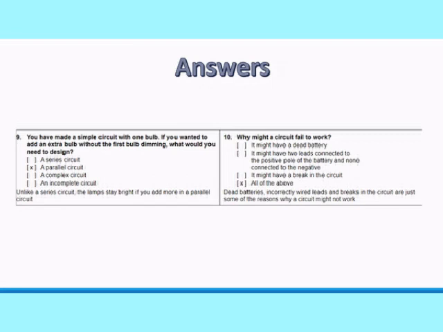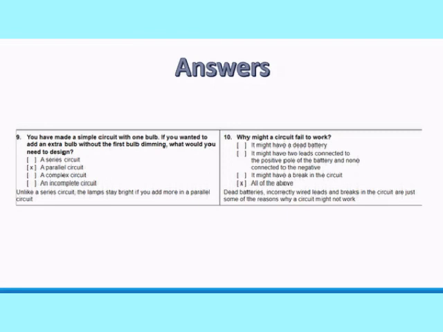Right. Number 9 was, you have made a simple circuit with one bulb. If you wanted to add an extra bulb without the first bulb dimming, what would you need to design? You would need to design a parallel circuit. So that was the answer, parallel circuit. Unlike a series circuit, the lamp stays bright if you add more in a parallel circuit.